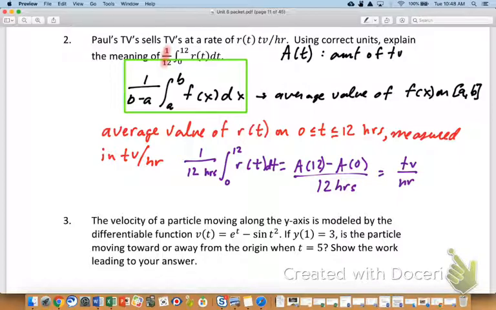Thanks. Cool. So the integrand in this case, it's taking the rate and turning it into an amount, and then it's being divided by time, making it back into a rate. Is that right? That's well said. Yep, that's a good way of putting it. Have a good day. You too.